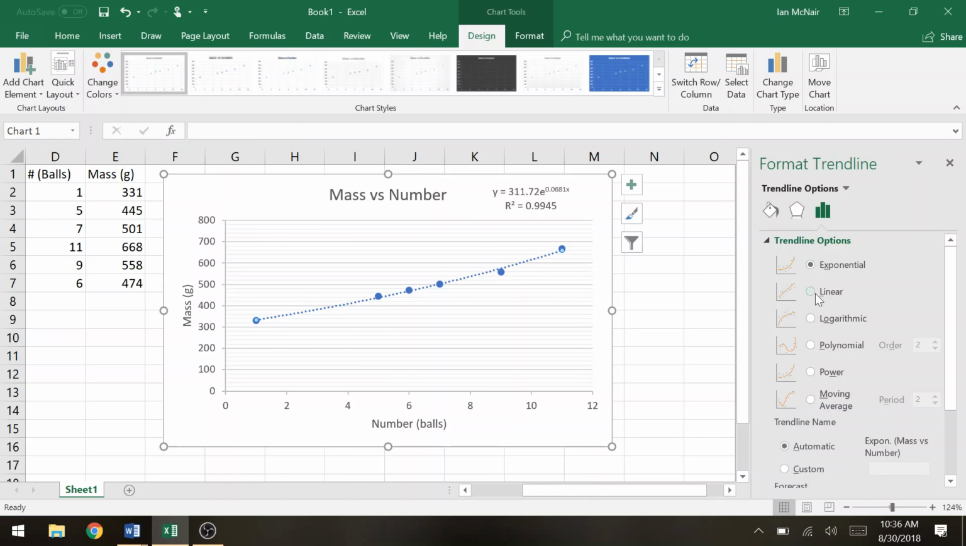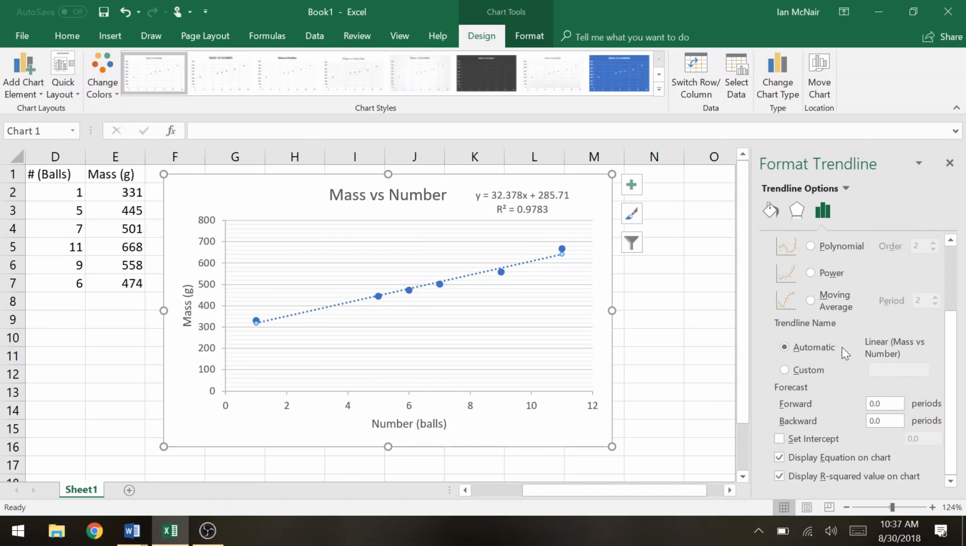If we go to logarithmic, not so good, right? We get 0.8. If we go to polynomial, 0.992. Power, again, not super great. Moving average, I think, we will never use moving average, ever. For this case, though, we're just looking at linear. So just so you know that's there.